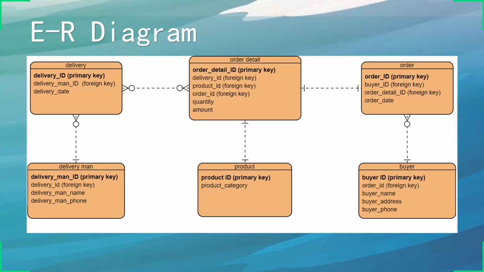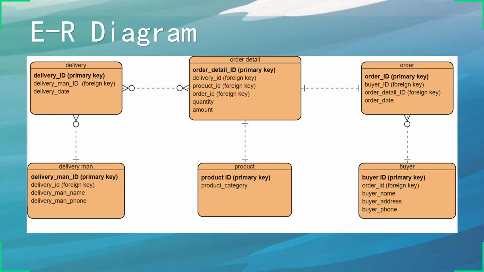Well, first of all, this picture is the ERD of our furniture order website. It has a total of 6 tables, namely delivery, delivery man, order detail, product, and buyer. There are many connections between them.